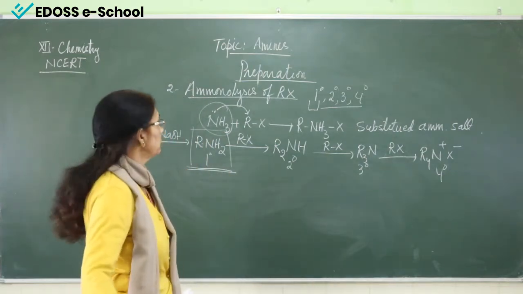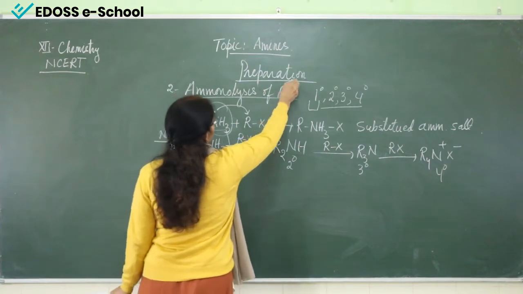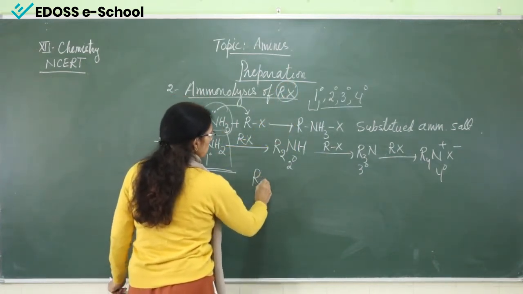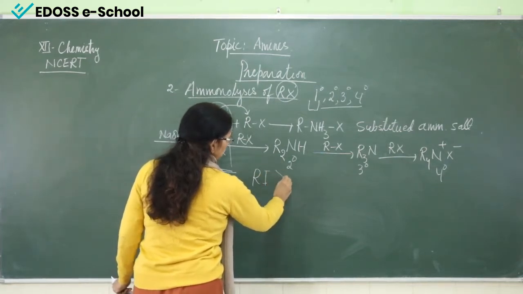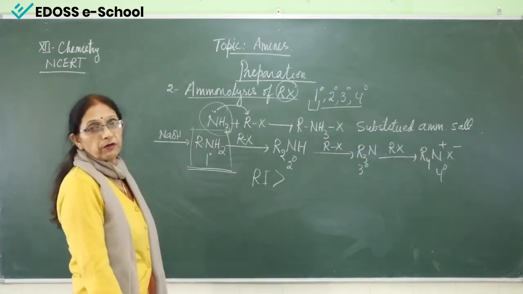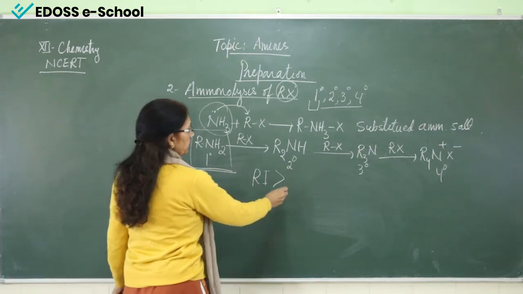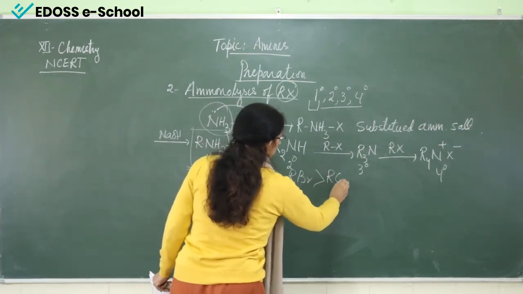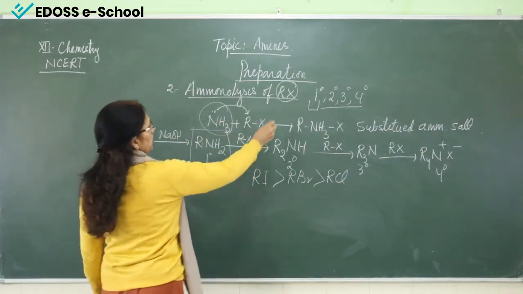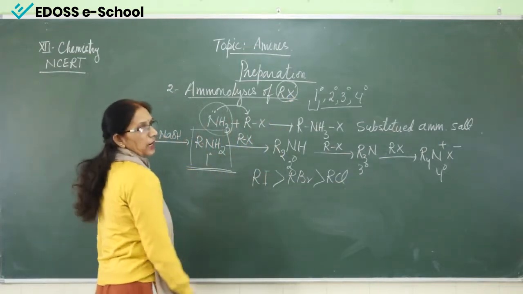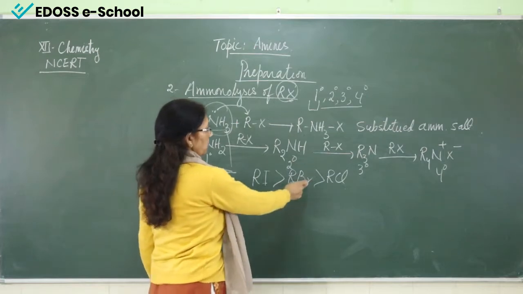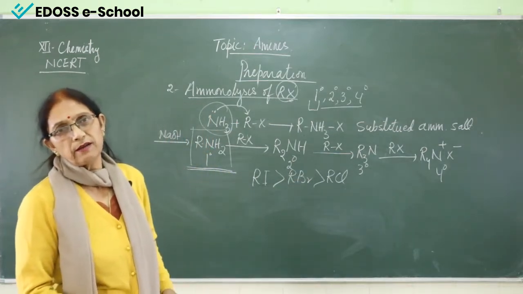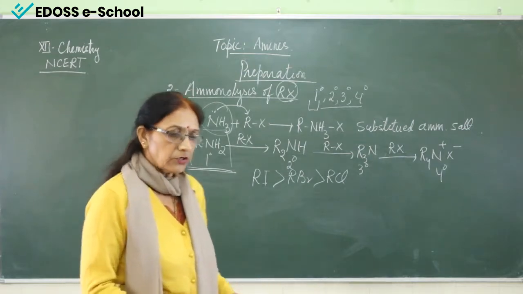And one more important thing: the value of RX. If RX is RI, its reactivity will be more than RBr, than RCl. So X should be iodide, or it can be bromide, but if you use Cl, then the yield will be very less or the reaction can be very slow.